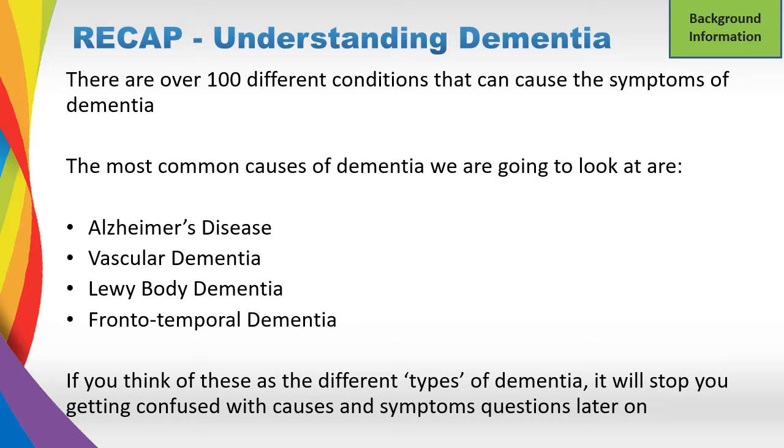So a bit of background information here. We looked at this last week, so a bit of a recap on understanding dementia. There are over 100 different types of conditions that can cause symptoms of dementia, and we're looking at Alzheimer's disease, vascular dementia, Lewy body dementia, and frontotemporal dementia. If you think about these as different types of dementia, that's fine. But remember, these are causes of the symptoms of dementia.